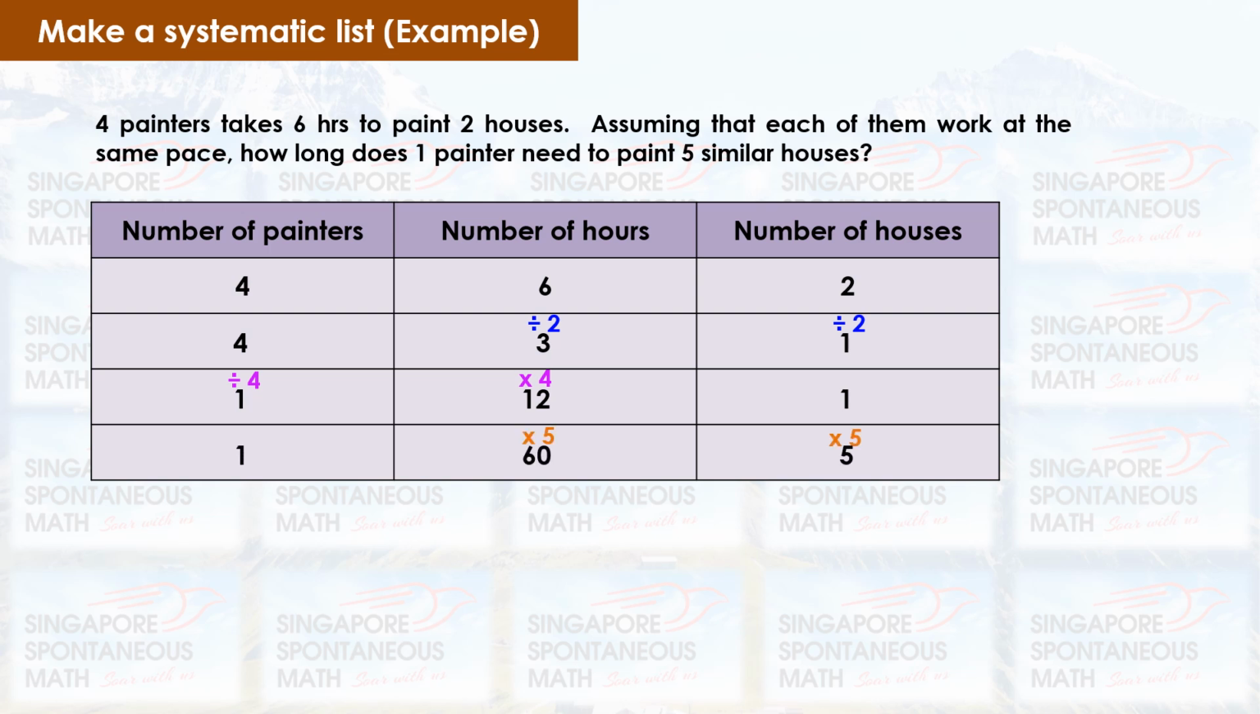To paint 5 houses, 5 times the amount of time is needed. 12 times 5 equals 60 hours. One painter needs 60 hours to paint 5 houses.